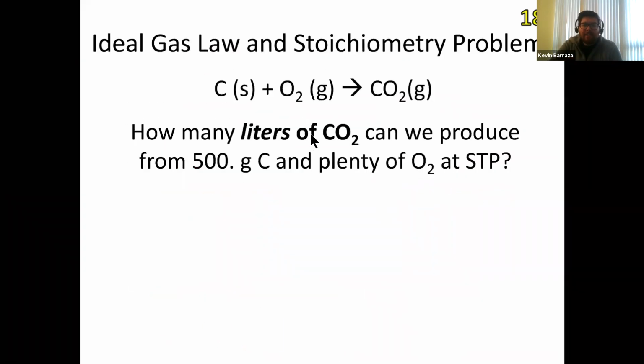So for example, we can talk about making CO2 by burning carbon. If you take carbon and you burn it, you add oxygen to it, you make CO2. How many liters of CO2 can we produce from 500 grams of carbon and plenty of oxygen at STP? While this might seem intimidating, oh my gosh, now we're talking about liters and STP and whatnot, really what I'd like to emphasize is that the best strategy is to start with the central theme that will always be there and then work your way around.